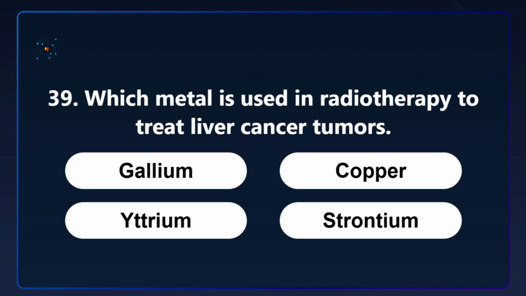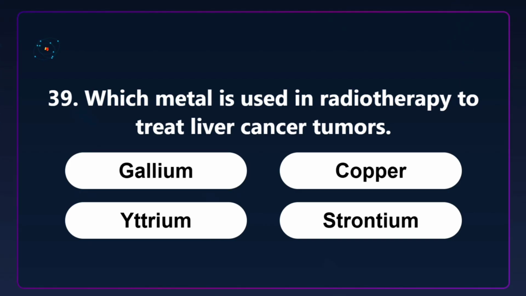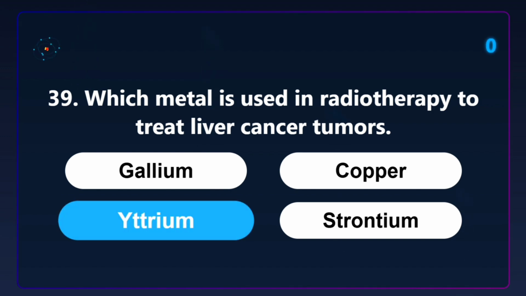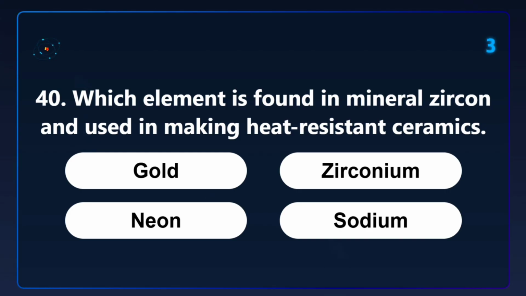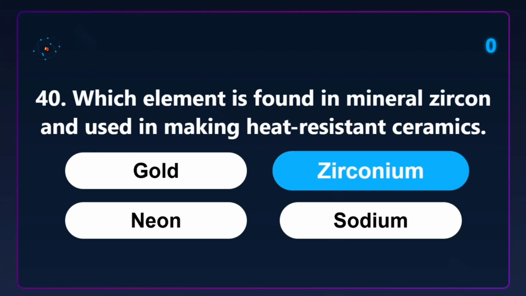Question 39. Which metal is used in radiotherapy to treat liver cancer tumors? The answer is yttrium. Question 40. Which element is found in mineral zircon and used in making heat-resistant ceramic? The answer is zirconium.